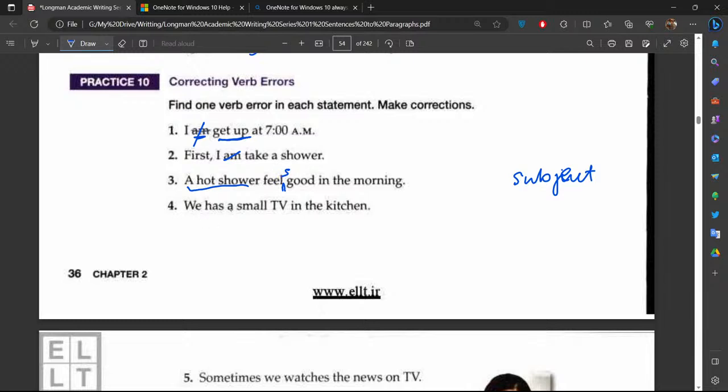We has a small TV in the kitchen. This is wrong. This should be have, because for subject-verb agreement it doesn't agree with each other. The subject and the verb do not agree. With we, we use the base form of the verb, and that is have.